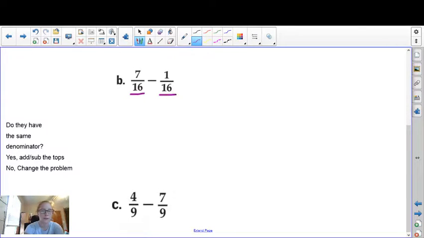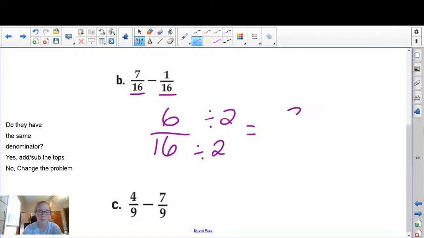Next one. Okay, same number. So I go ahead and add or subtract. In this case, I'm subtracting. So 7 minus 1 is 6 over 16. And I already know I'm going to have someone saying, well, hey, that can reduce. If it can reduce, reduce it. So what can go into both? That's right, 2. So divide both by 2. So I get 3 over 8.